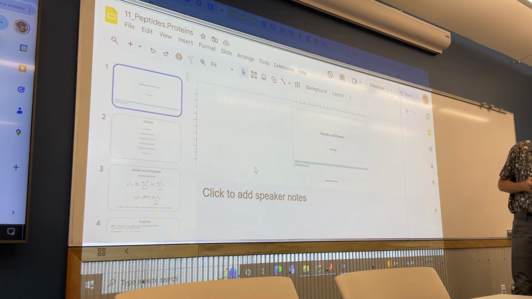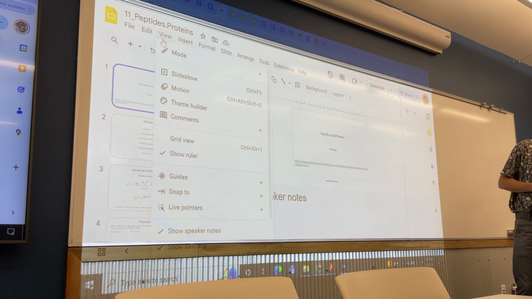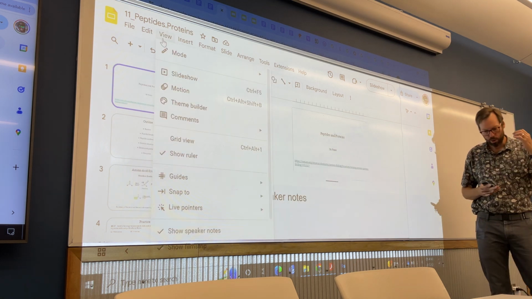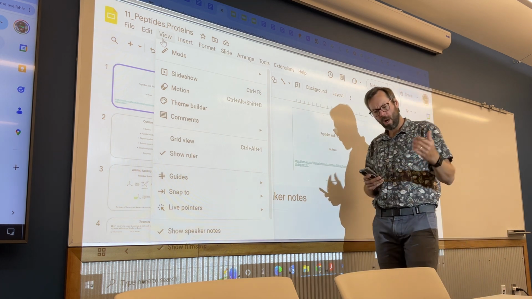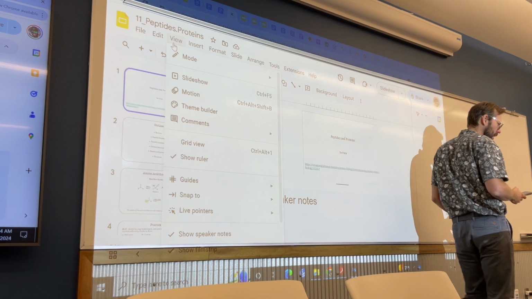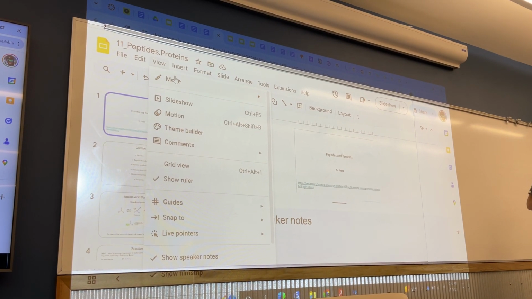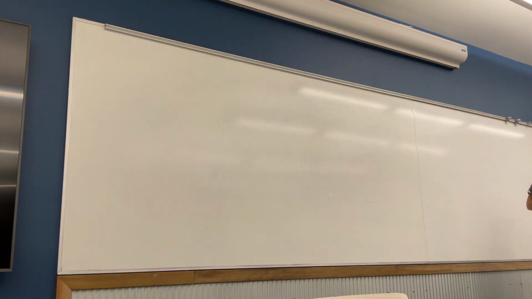Tuesday, we talked about amino acids, right? What we're going to talk about today is how these amino acids come together to form peptides and proteins. And then we'll talk a little bit about protein structure: primary, secondary, tertiary, quaternary. You may have learned that at some point along your journey. And then talk a little bit about some consequences of protein misfolding.